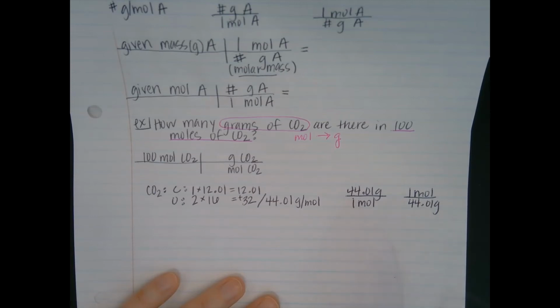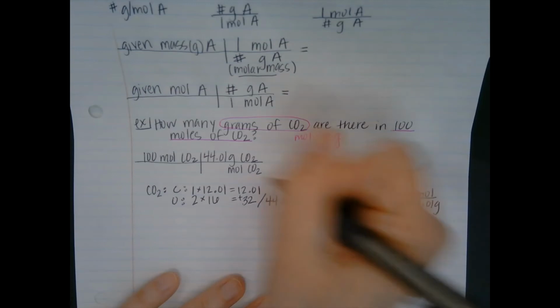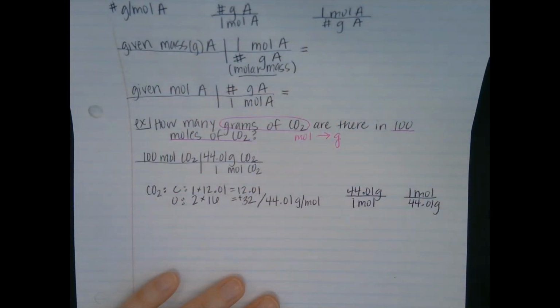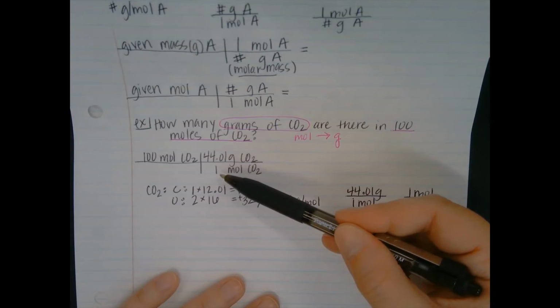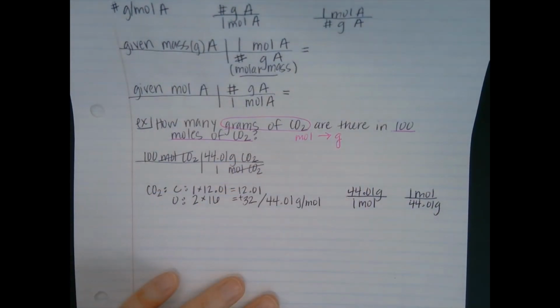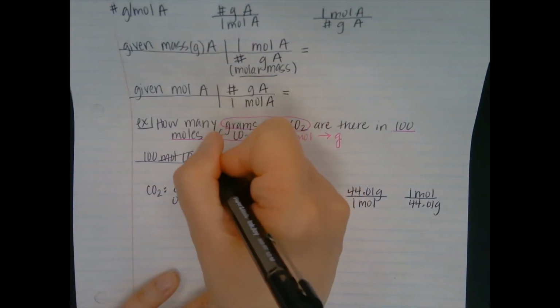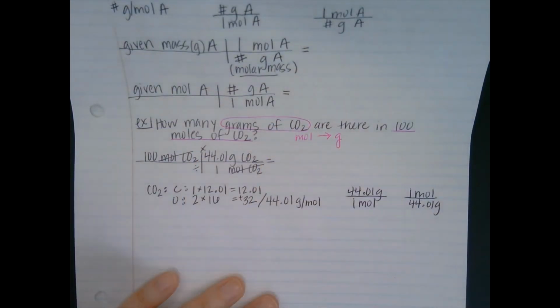The first one. Why am I going to use the first one? Because the units are what we need, right? And you can write it either way because it's a ratio. So now if I fill in my 44.01 and 1, moles CO2 cancel. What mathematical function do we do on the top and on the bottom? Okay, so 100 times 44.01.